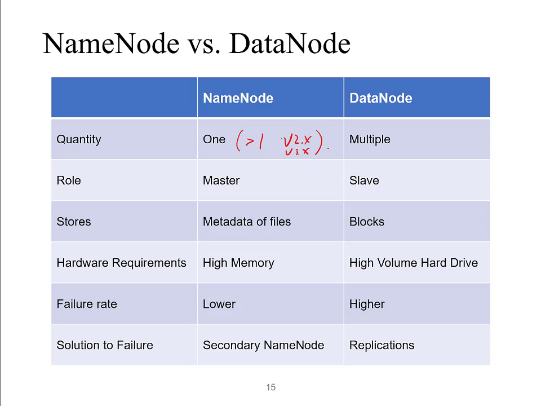And the solution to handle this failure, for name node we would have a secondary name node, for example, and maybe another name node containing metadata with a remote NFS mount. For data node, the solution to handle failure is to use replications. That's basically the main differences between these two kinds of nodes.